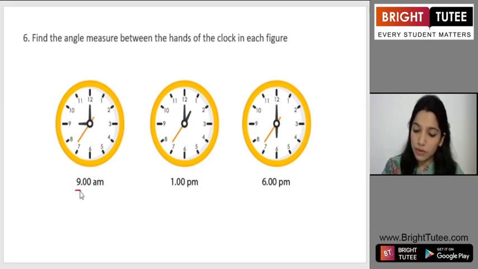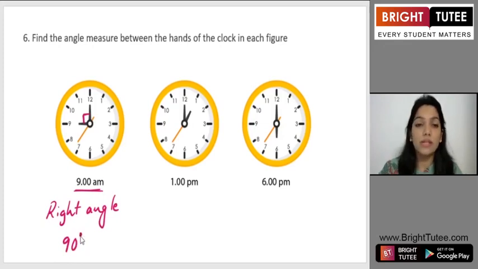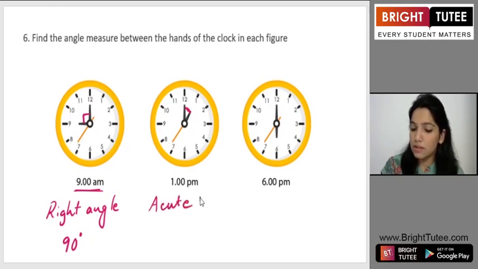So in the first figure where we see 9 a.m., what angle is it? It is a right angle. And what is the measure of a right angle? Let's write it down here. It is a right angle. And what is its measure? Its measure is 90 degrees, right? Now the next one. Here it says it is 1 p.m., right? So what type of angle do you see between the hour hand and the minute hand? It is an acute angle. Okay, we are good with this answer.